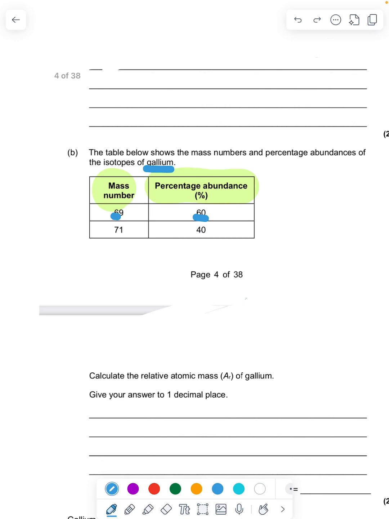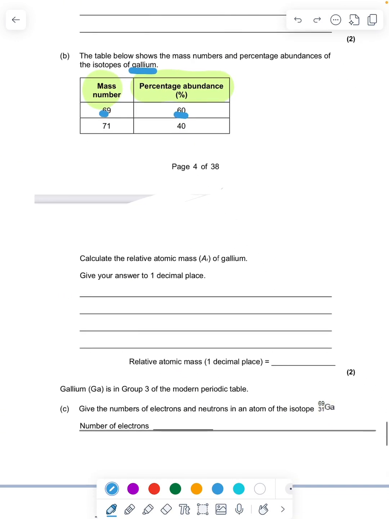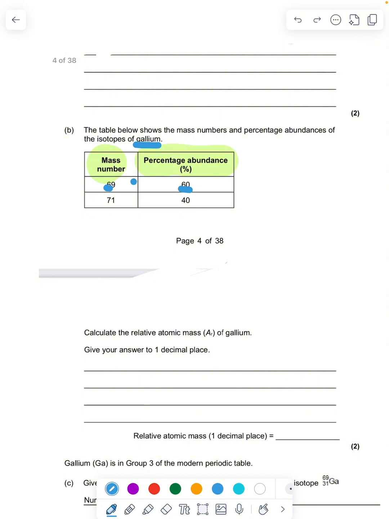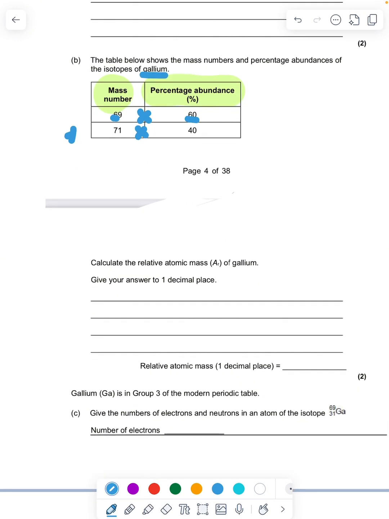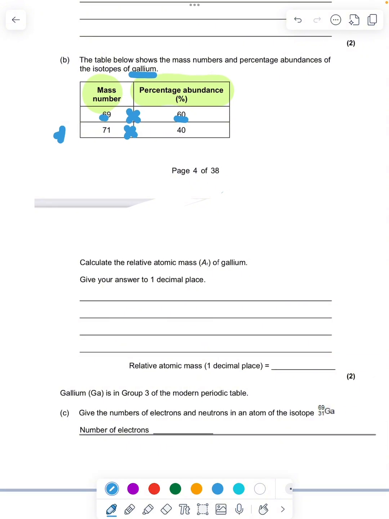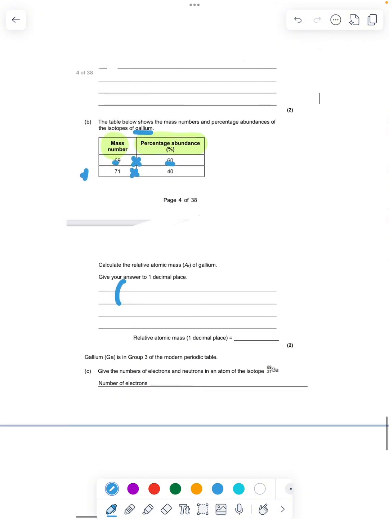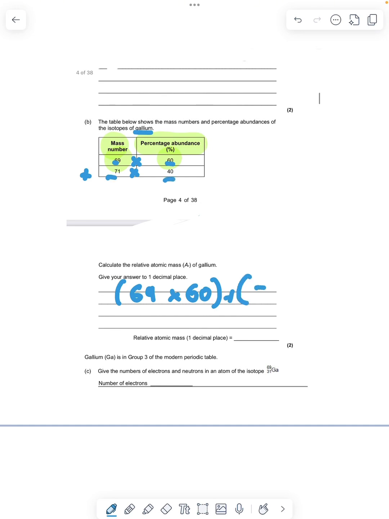Now, in terms of how to work this out, it's quite straightforward. Again, the working out is always the same. What you've got to do is times these 2 numbers together, and then add them to the next 2 times together, divided by the total abundance. Now, that sounds harder than it is. But literally, you could whack this into your calculator all at once and get the answer. So we times the first two numbers together. So we do 69 times 60. Then add the next two times together. So 71 times 40.